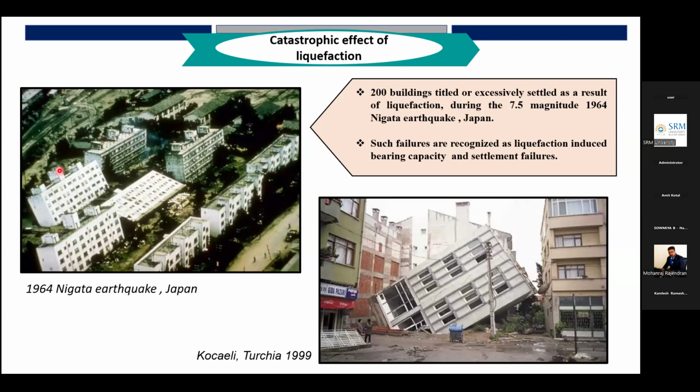The left side is the Niigata earthquake in Japan, 1964, a classical example of liquefaction-induced failure. You can see how the building is deflected or rotated. Even in the close view, the building does not have any major distress, but it is completely collapsed, settled, or tilted because of the poor bearing capacity of the soil, or earthquake-induced liquefaction in the soil.